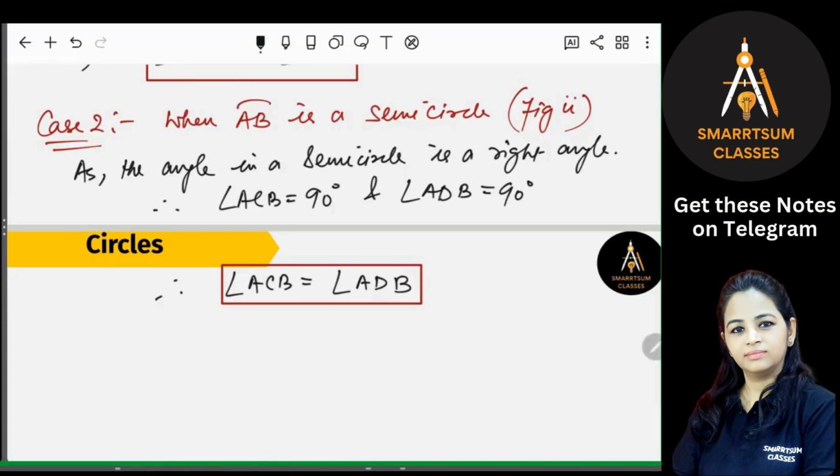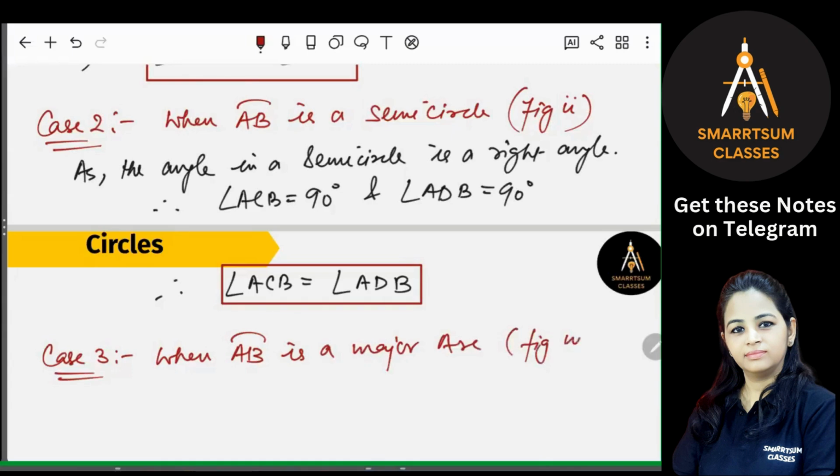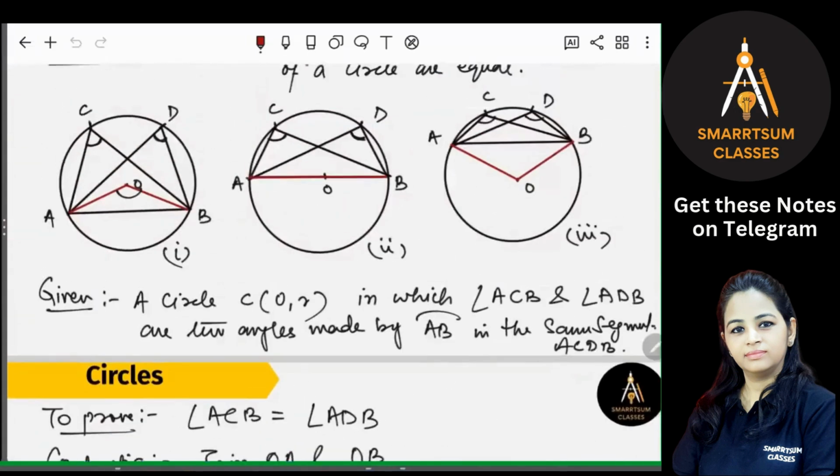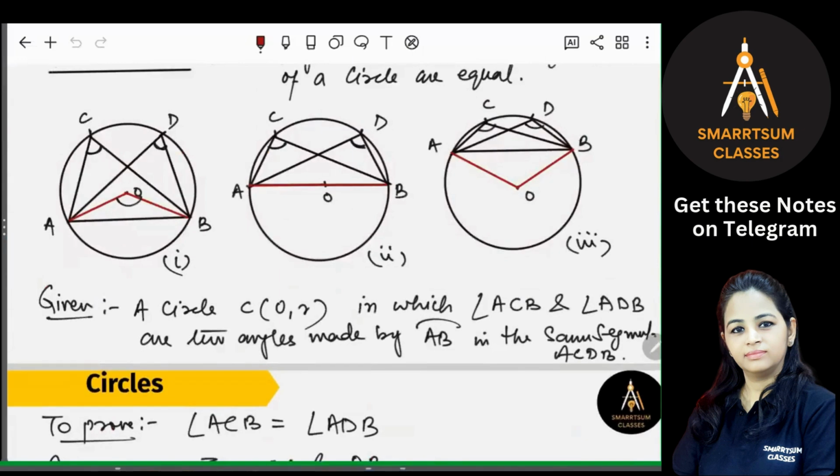Now let's assume the third case. And the third case is when arc AB is a major arc. Okay, this is a bigger one, major arc. This we have shown in figure number 3. So look at the figure now. So here AB is the major arc, meaning the bigger arc. This one. This is the major arc AB, right?